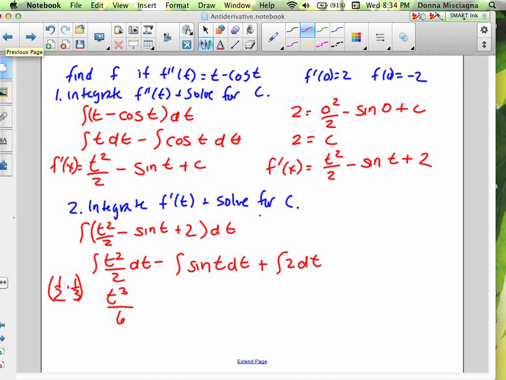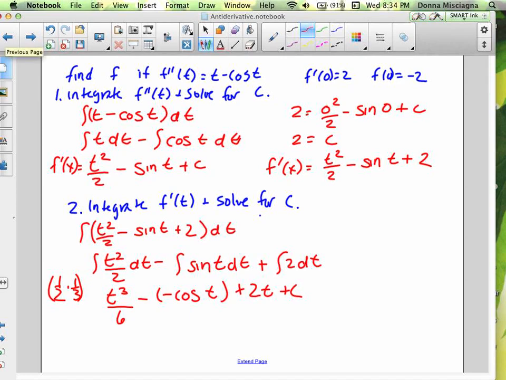Well, the derivative of cosine is negative sine. So we're going to have minus a negative cosine t. You take the derivative of cosine, you get negative sine. There's a negative there, but it's outside the integral sign, so we're really going to have a minus a negative. So that's going to be a plus. And then we integrate 2 dt, that's going to be 2t, and then plus c. And this is the original function.